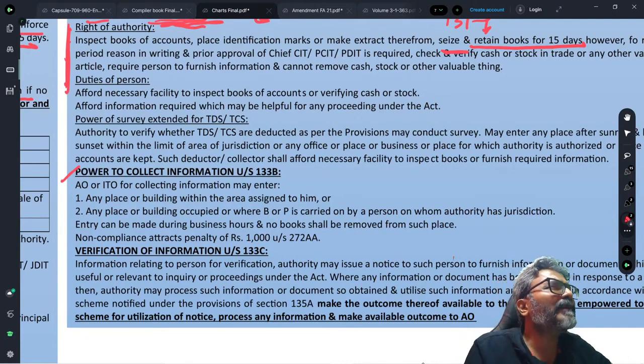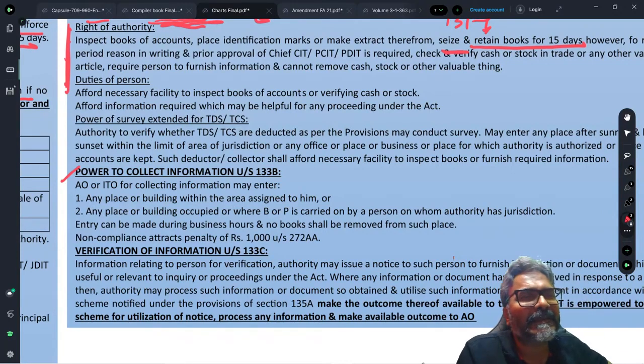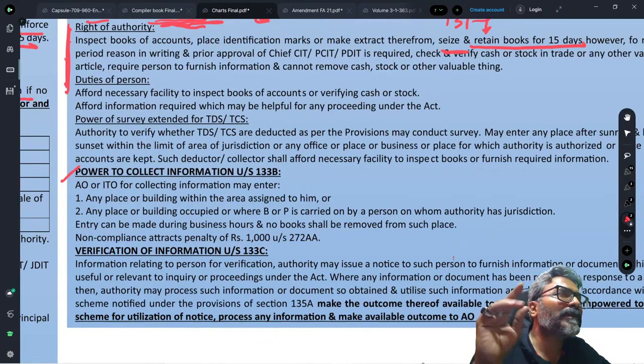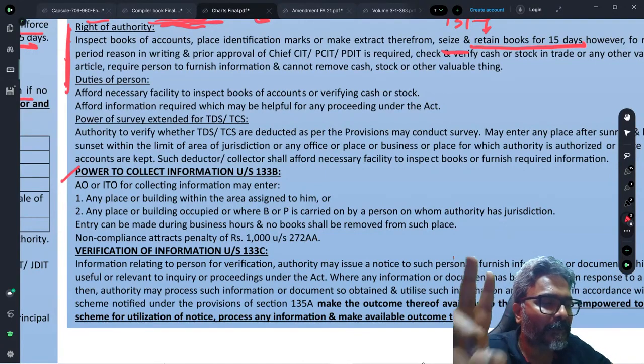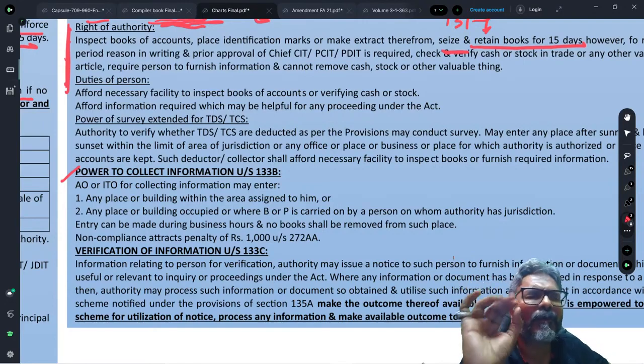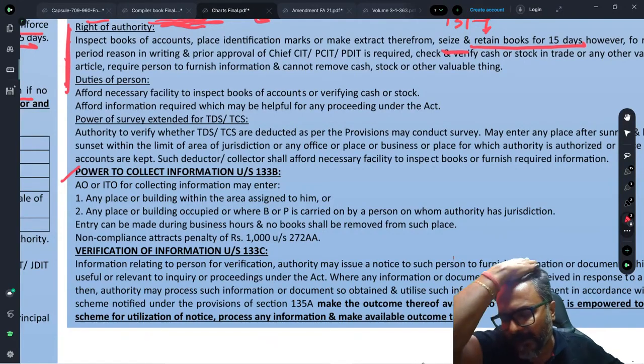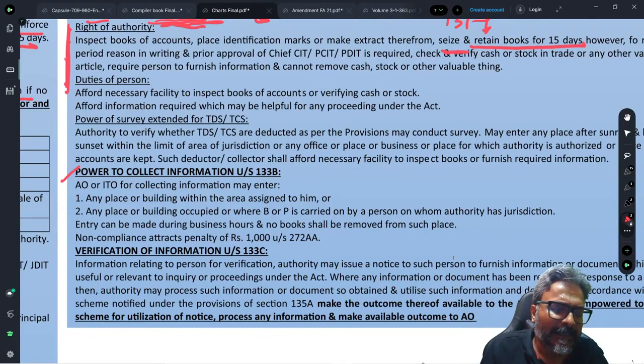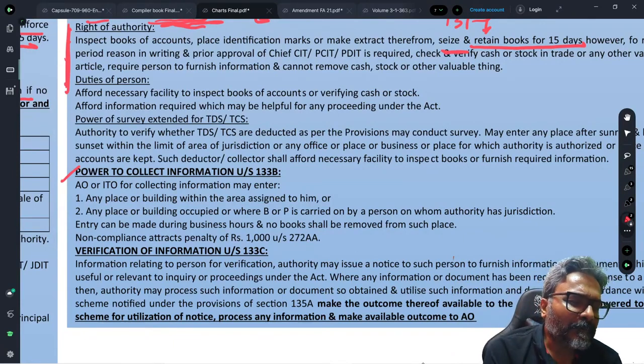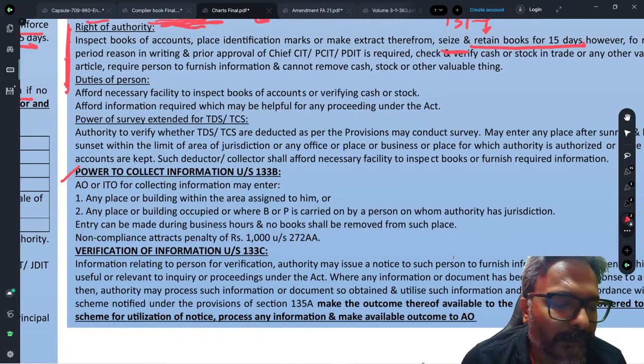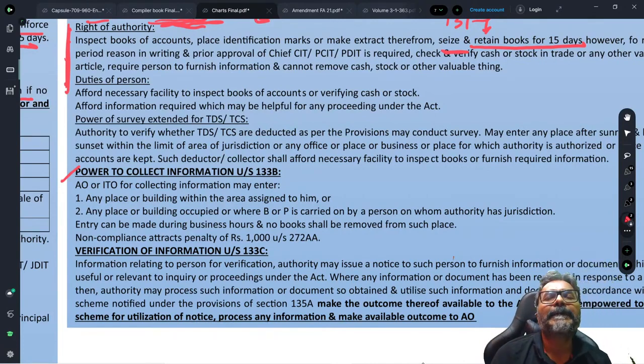So here also, if the AO is gathering the evidences from the assessee by going to the place of business, the question therefore is, what is the fundamental difference between the two? There are two major differences between 133A and 133B. Number one, students, in this case the place of business can be surveyed. Yes, it can be surveyed.